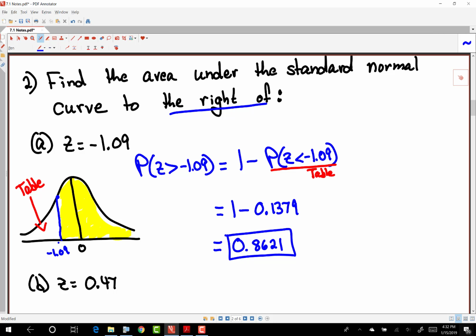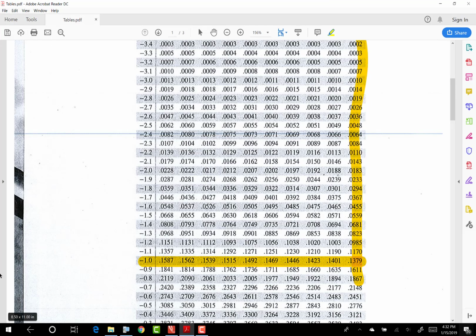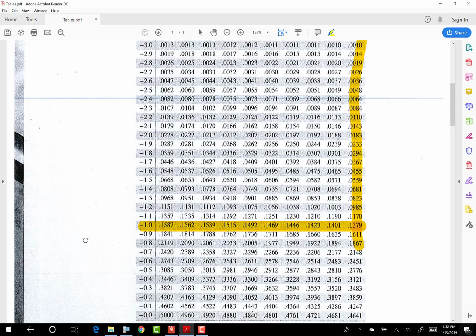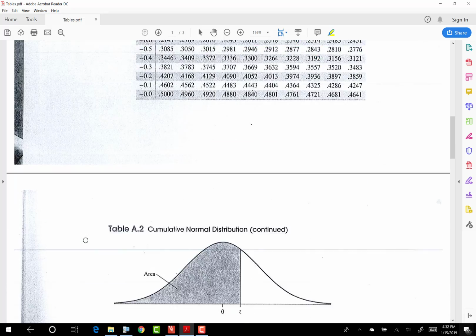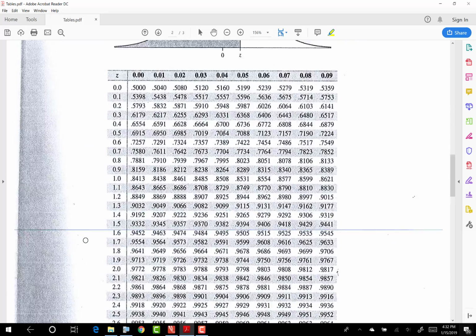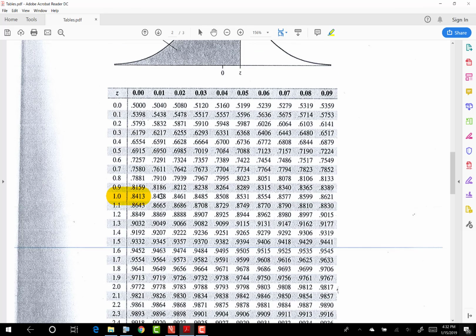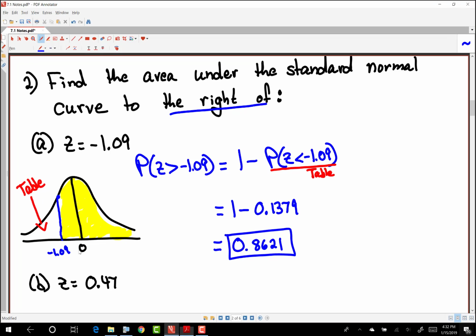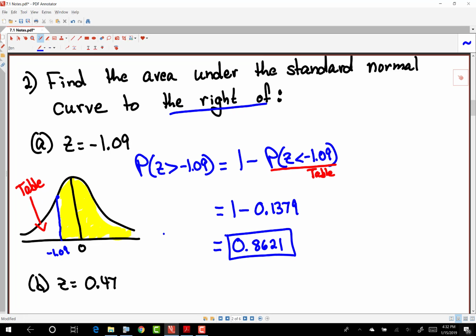Now, I do want to show you something real quick. Because of the symmetry, another way that we could have gotten this answer is we could have looked at positive 1.09. Let me show you how that works. If you look at 1.0, I scrolled past it, and then over to 0.09, you don't have to subtract it from 1. Notice that we just have our answer, that 0.8621. So that's another way to do it, and that's just because of the symmetry.